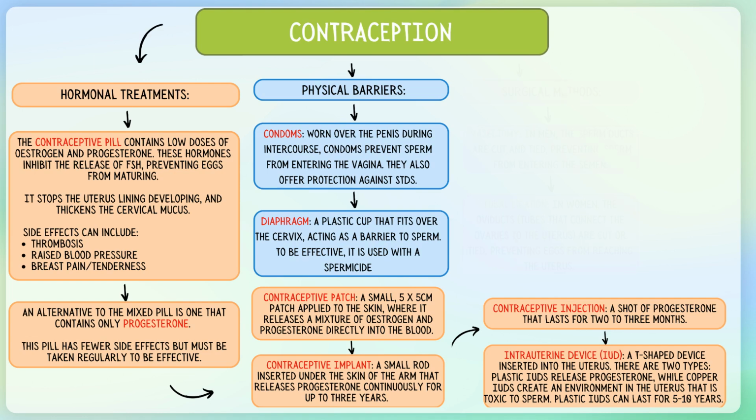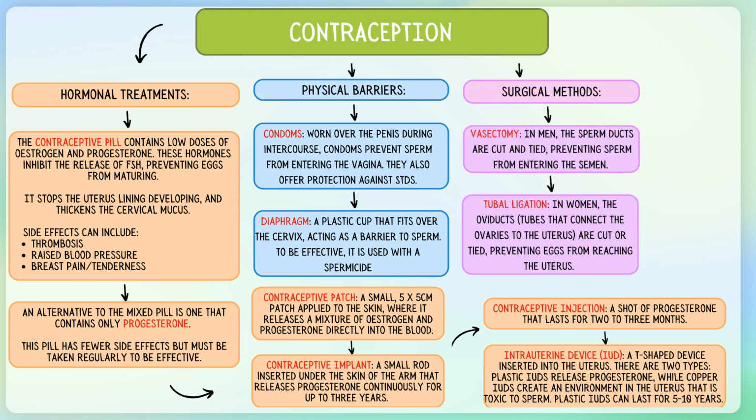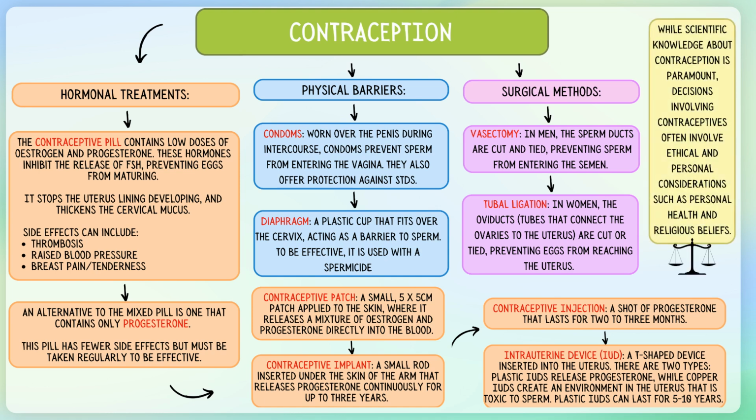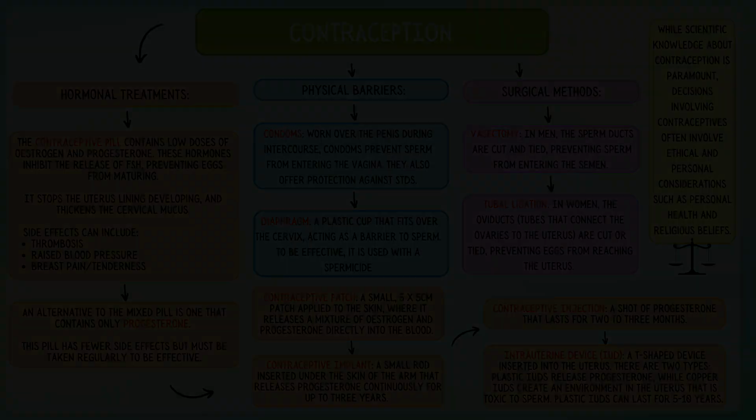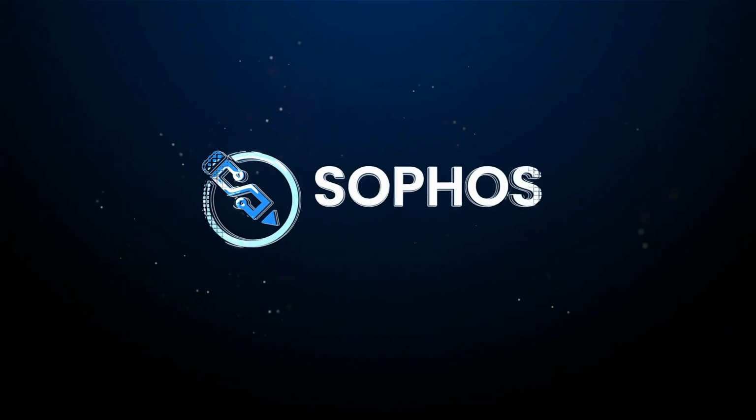We then examined permanent surgical methods like vasectomy and tubal ligation, which prevent fertilization by cutting or sealing reproductive pathways. The lesson highlighted the importance of understanding each method's effectiveness and suitability, as well as their health, personal, and social implications. You should now have a clearer understanding of contraception methods and how to make informed choices about reproductive health.